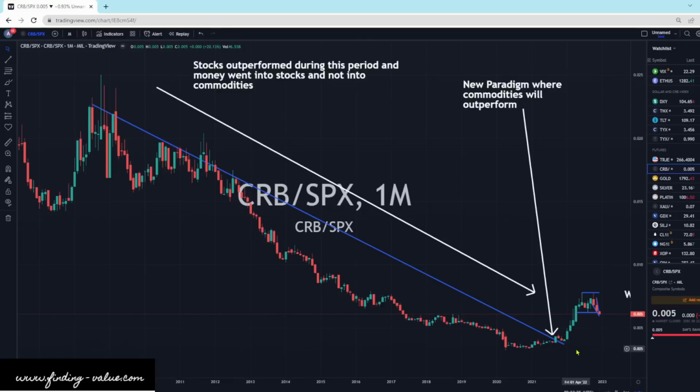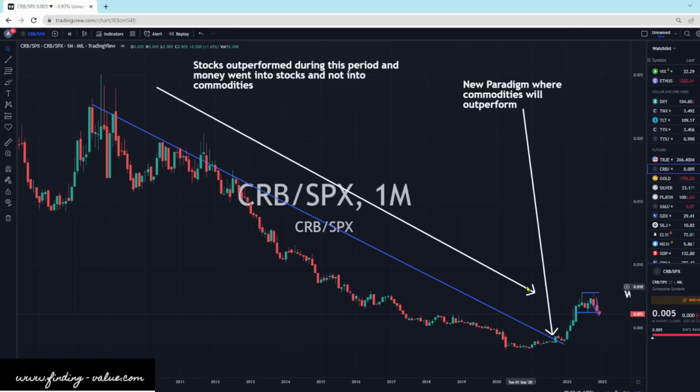We have a downtrend line. We've broken the downtrend line. And when you break a downtrend line, we call that a shift in the trading. It's a new paradigm where commodities will outperform. And this is where the debate will happen.